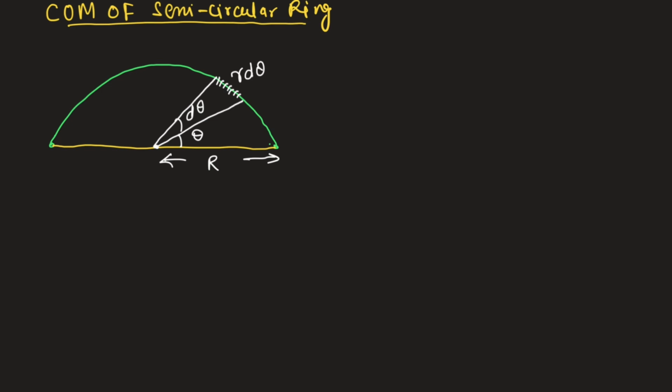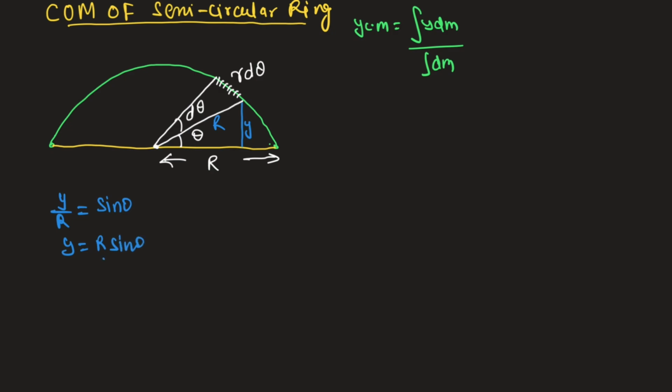So for the semicircular ring, here the x coordinate, if you see, is not a variable. Here the y coordinate is variable. It means you need to find ycm, which is integration y dm divided by integration dm. Now I am supposed to find this y coordinate. This is the y coordinate and this one is r. So what is y divided by r? I will get y divided by r is equal to sine theta. It means y is equal to r sine theta.